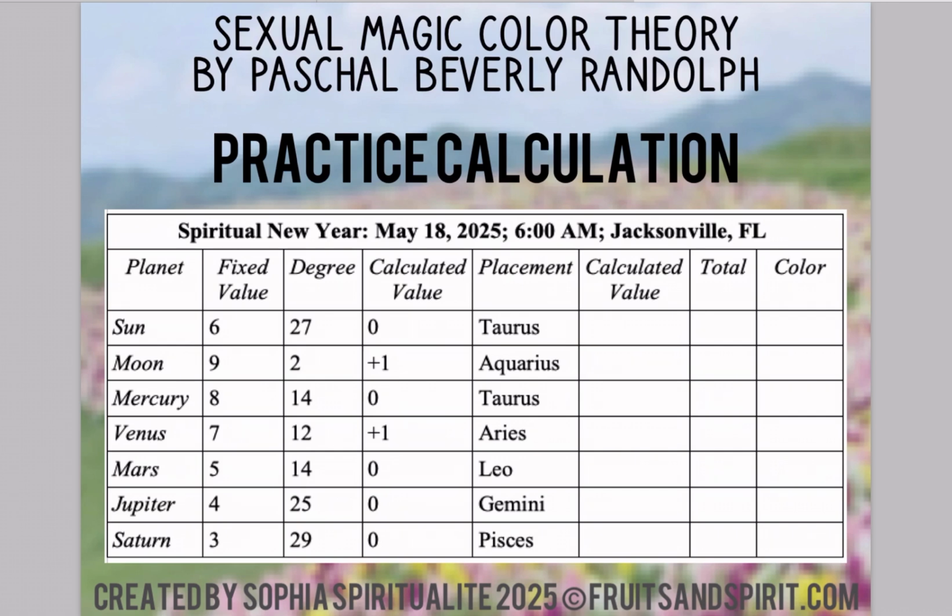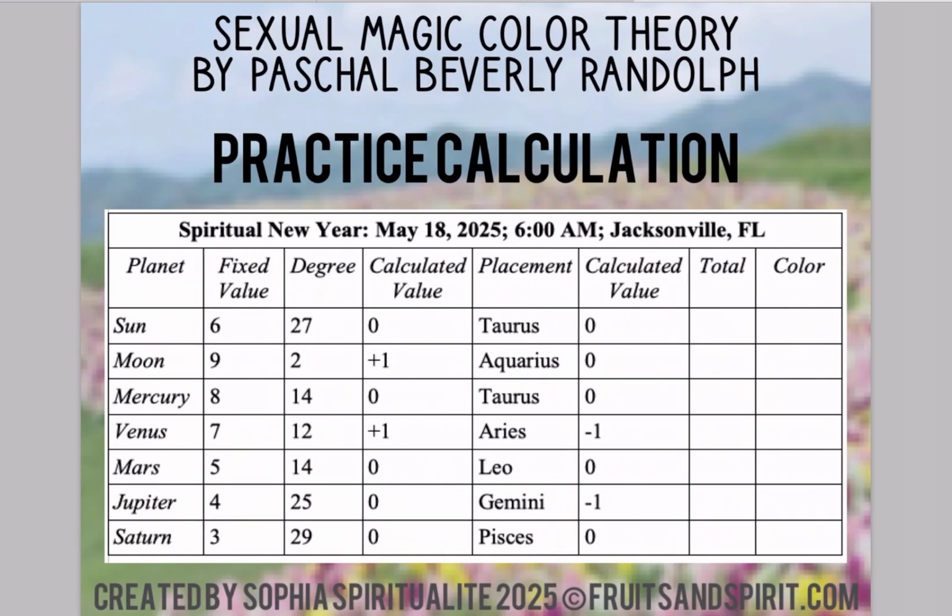Mars as it relates to 14. 14 is Taurus, so it's 0. Jupiter as it relates to 25. 25 is Aries, that's 0. Saturn as it relates to 29. 29 is Leo, that's 0. Okay, so that's how we got the values on this chart. As you can see, as of right now, we only have 1 plus 1 and another one that's +1. Now we're going to look at the sun as it relates to Taurus, because 27 degrees is Gemini, but Taurus is different. So the sun as it relates to Taurus is 0.